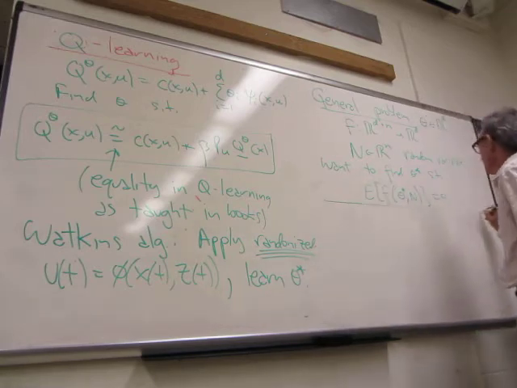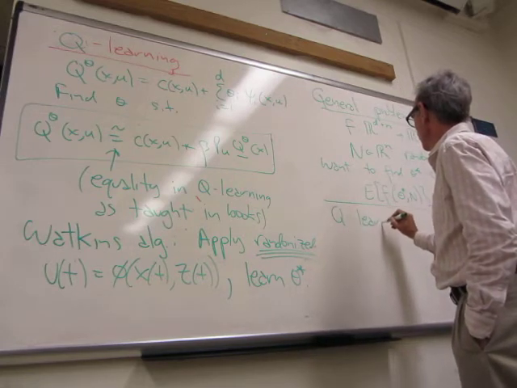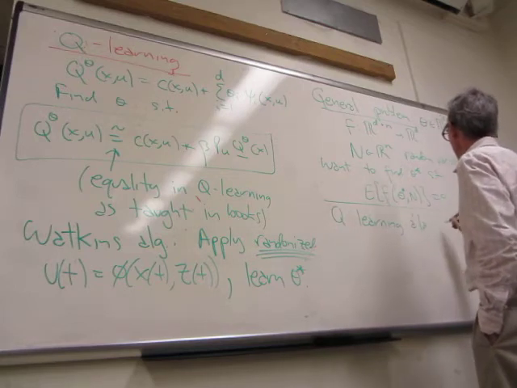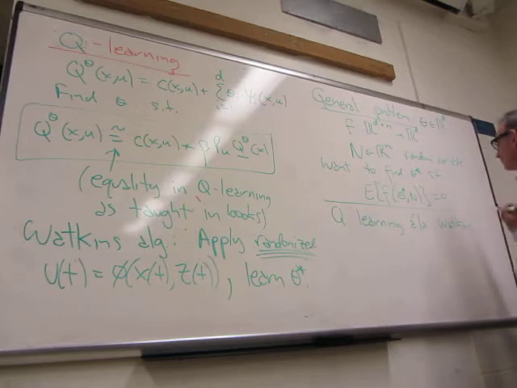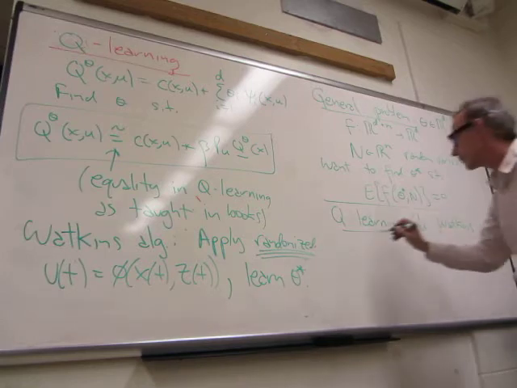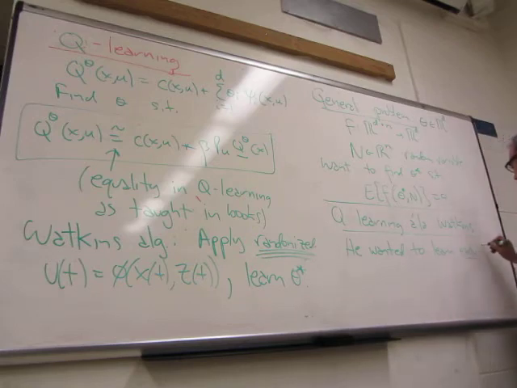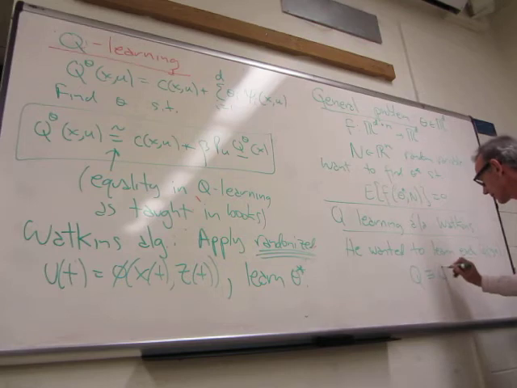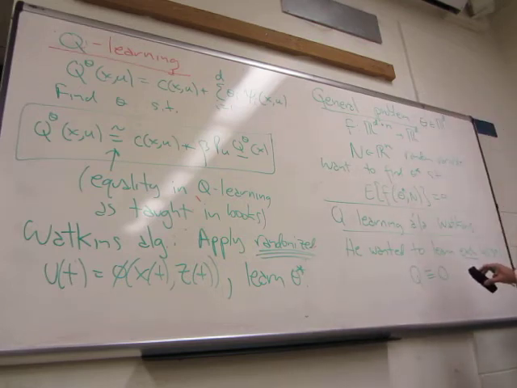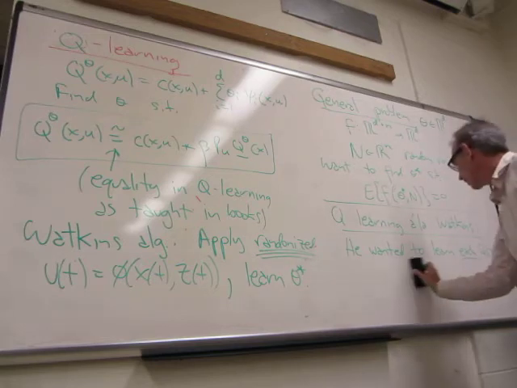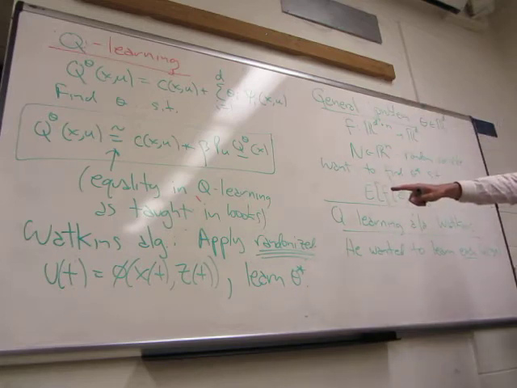Okay, so for Q learning, what happens there? Well, the way Watkins thought of this, his theta was everything. He actually considered Q(x,u), that big matrix. He just wanted to learn all those entries. So Q is a matrix, and we just vectorize it into a big vector. So Q is theta in this correspondence.